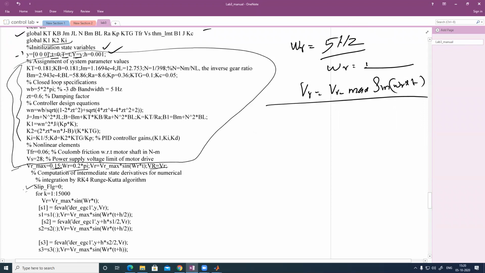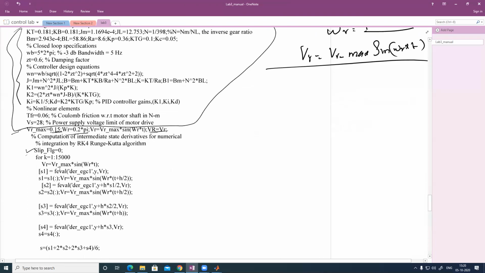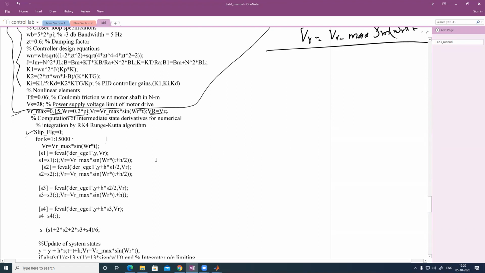We are using these flags, and you are simulating from 1 to this value. VR max you are taking, and S1, S2, S3, S4 you are calculating. And S is equal to S1 plus 2S2 plus 2S3 plus S4 divided by 6. This is the RK4 algorithm. So for S1 you are taking the derivative subroutine, and you are passing Y and VR there.